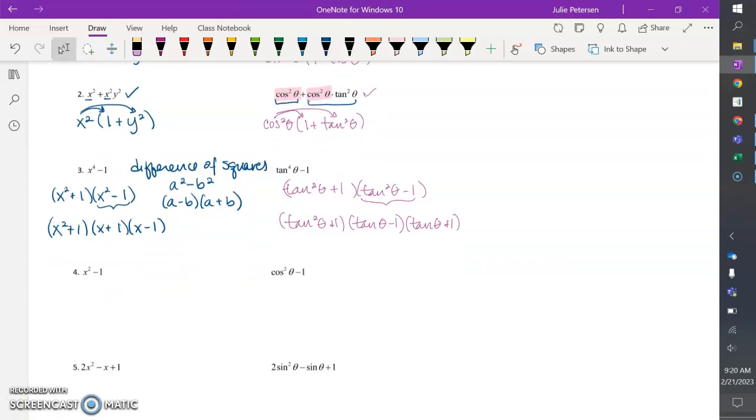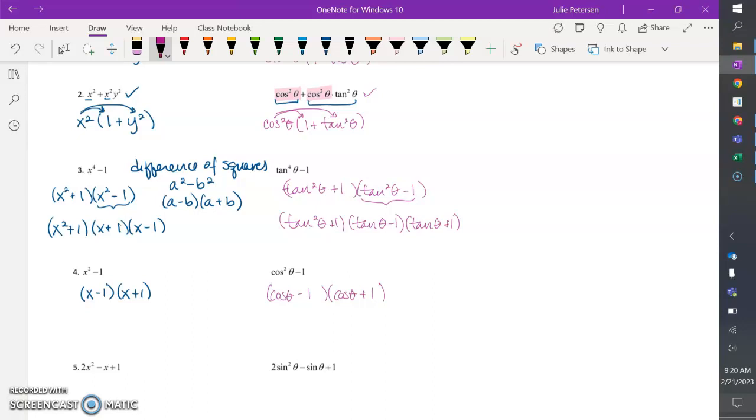All right, number 4 is also a difference of squares. Pretty straightforward. x squared minus 1 is x minus 1, x plus 1. Cosine squared minus 1 is the same thing. That's like our x squared, so instead of x and x, we'll write cosine theta minus 1, cosine theta plus 1.